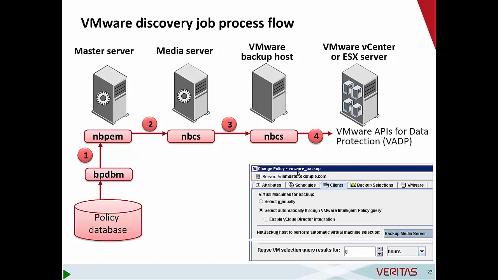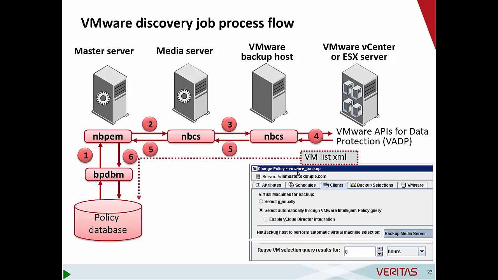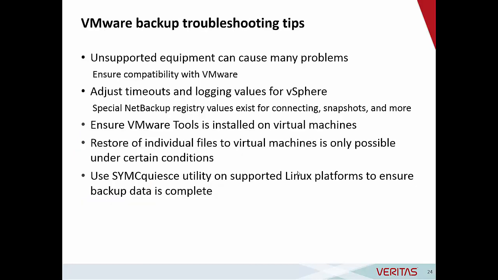And then once the virtual machines to be protected are discovered, NBCS feeds that information back up the line to the master server. The list of machines is saved in an XML file, and so again, if there is subsequent backup activity within 8 hours, that list that is generated can be reused. Here are some general VMware backup troubleshooting tips.